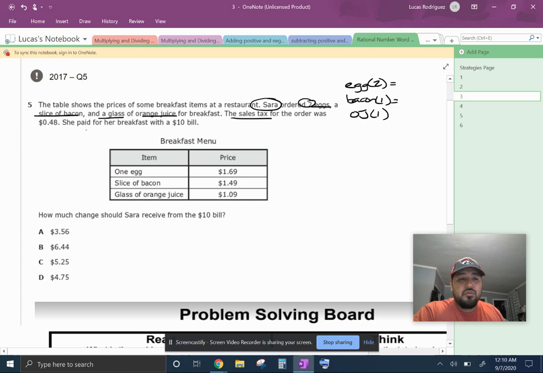Sales tax for the order was 0.48. So I'm putting ST for sales tax. That was 48 cents. So I'm going to put 0.48. Now this was $1.69, but that's going to be times 2 because there's 2 of them. Sorry if there's a decimal there. It looks kind of confusing, but the bacon is $1.49, and then the OJ is $1.09. So let's see what the question is. It says, how much change would Sarah receive if she gave a $10 bill?